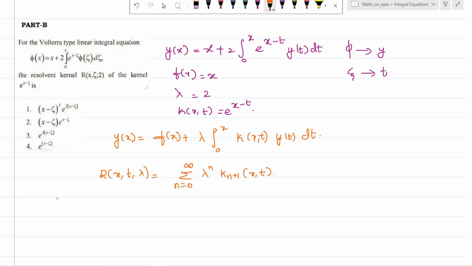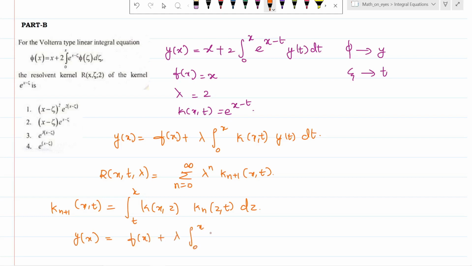Now k n plus 1 of x comma t can be determined by the formula: integral t to x of k of x comma z into k n of z comma t into dz. And the final solution can be evaluated by y of x is equal to f of x plus lambda times the integral 0 to x of the resolvent kernel R of x comma t comma lambda into f of t dt, provided f of x is not equal to 0 and k of x comma t is not equal to 0, and it will have a unique solution.